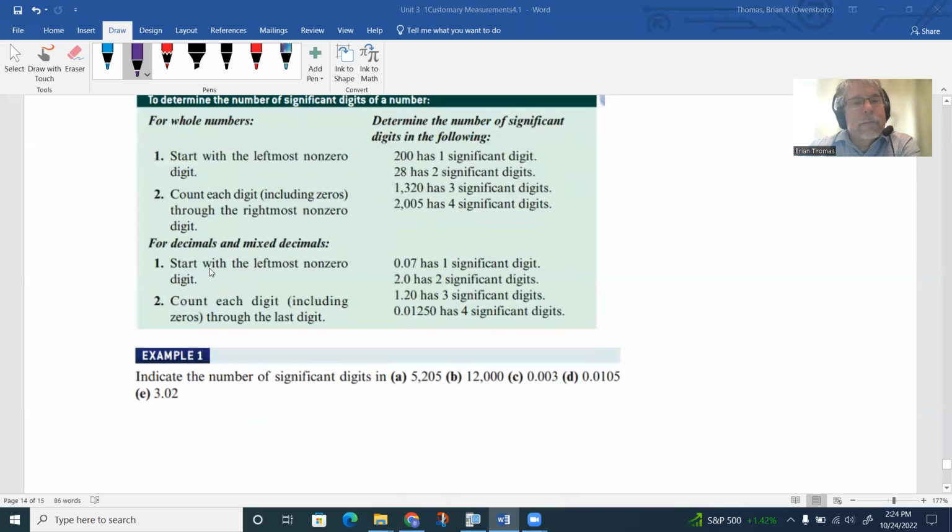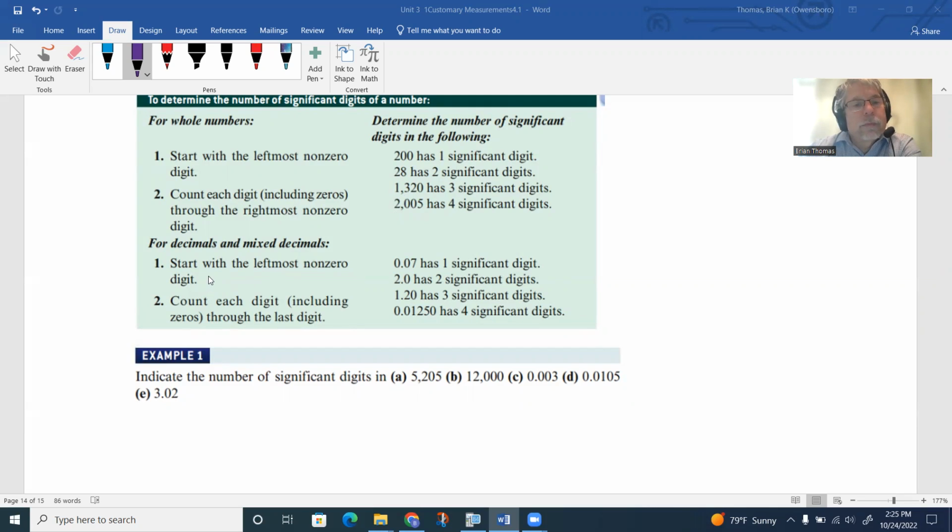So right here, my accuracy would be to the hundreds place. Here, my accuracy would be down to the ones place. Here, my accuracy would be down to the tens place. Here, my accuracy would be all the way down to the ones place. So I have to be precise down to those place values. So all those come into play.